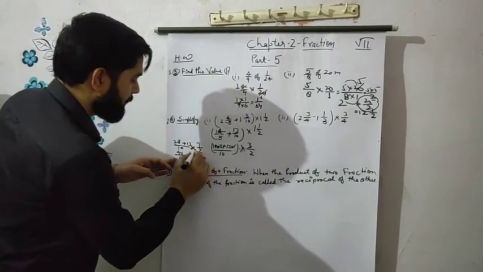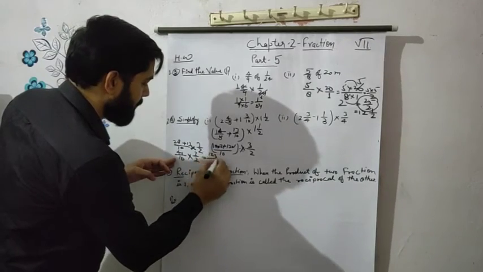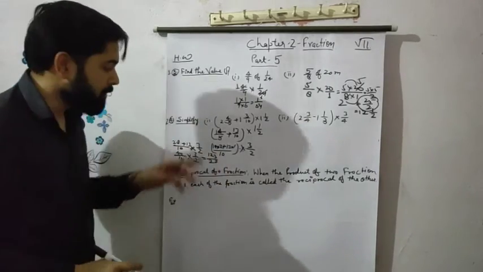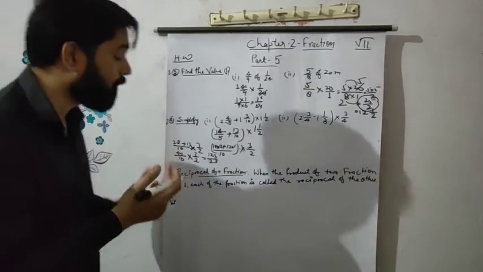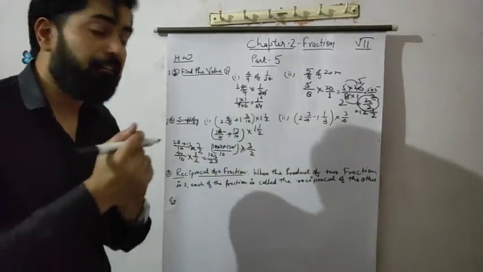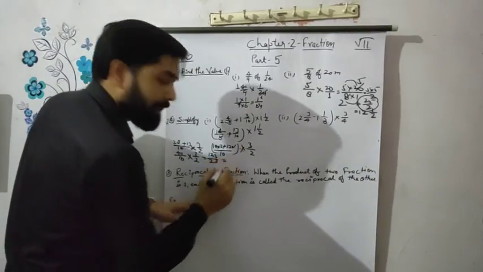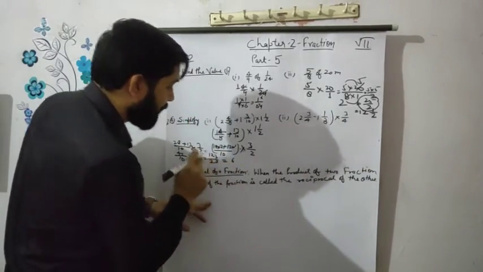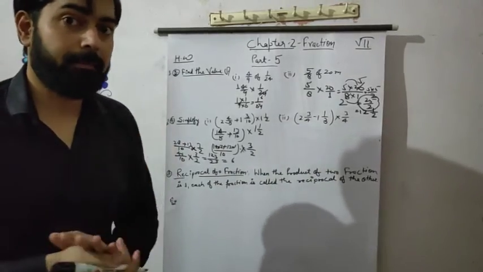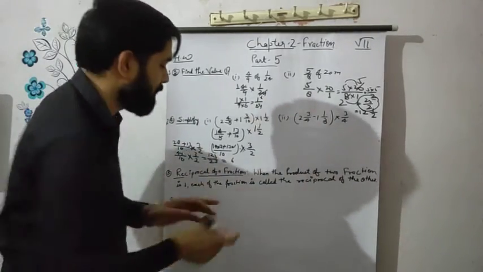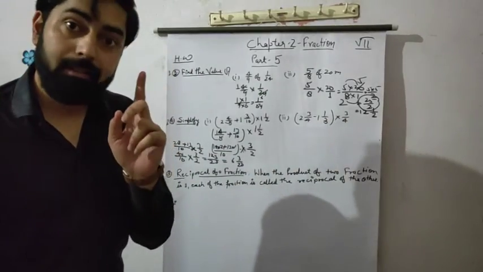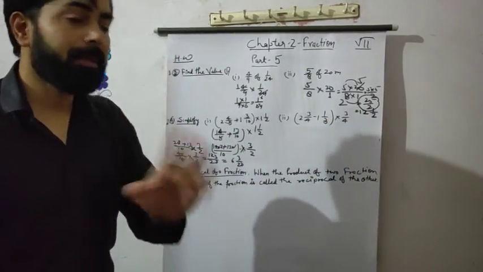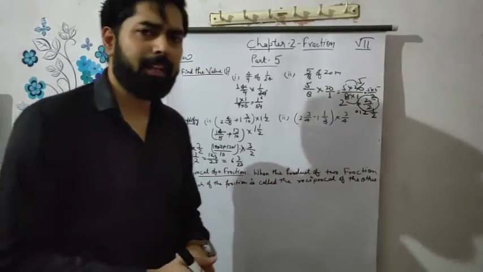So simply we can multiply: 3 ones are 3, 3 fours are 12, and 10 ones are 20. So which number is this? This is an improper fraction and we can convert it into a mixed fraction, and then the answer will be 6. 6 twenties are 120. And what is left here? 3. 3 upon 20. You know the denominator will be the same.